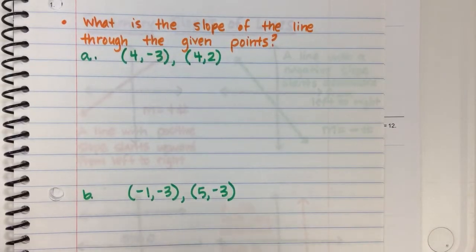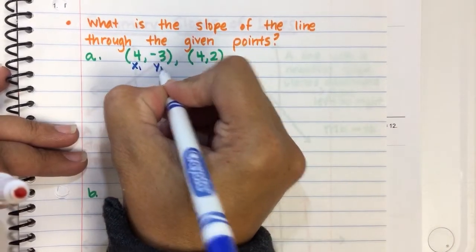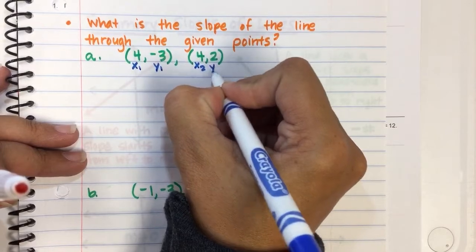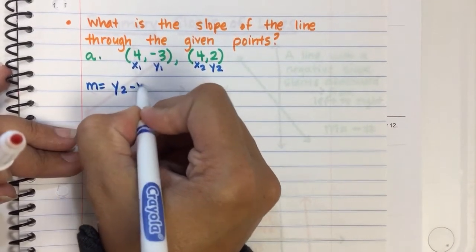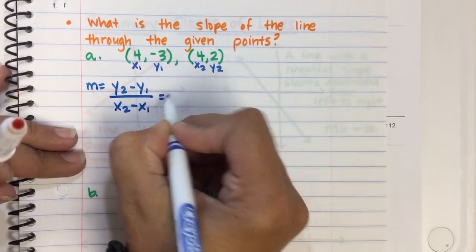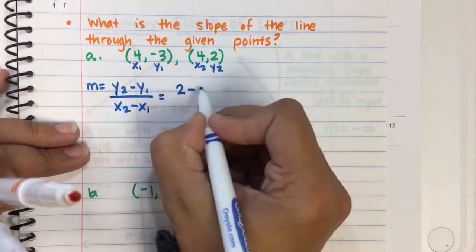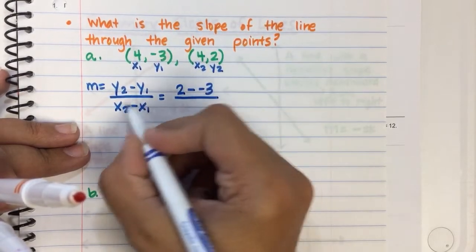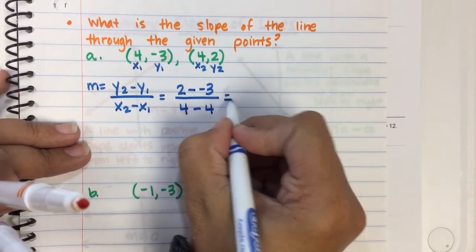All right, so let's work a couple of problems like this. What is the slope of the line that goes through the given points? So I'm going to label these x1, y1, x2, y2, and I'm going to use the equation slope is equal to y2 minus y1 over x2 minus x1. y2 is 2 minus y1 is -3. x2 is 4 minus x1 is 4.